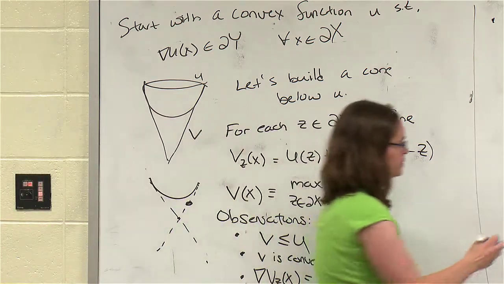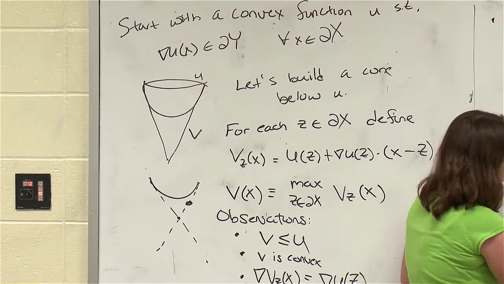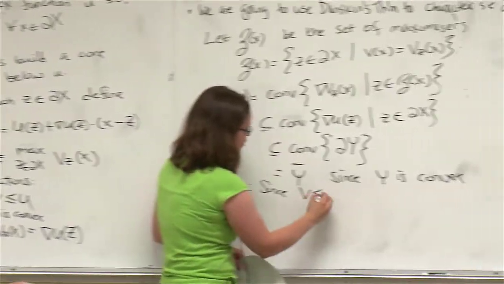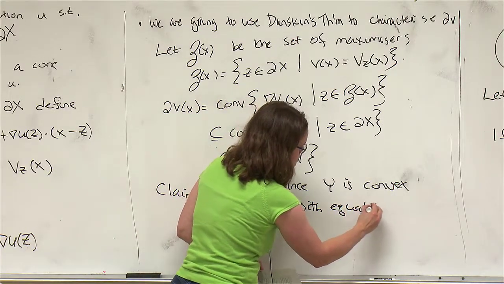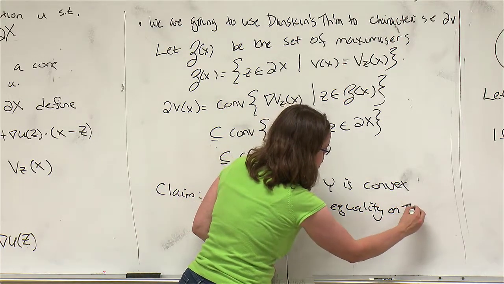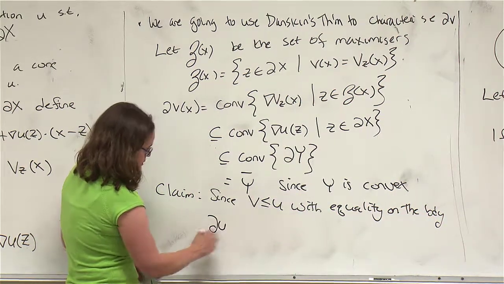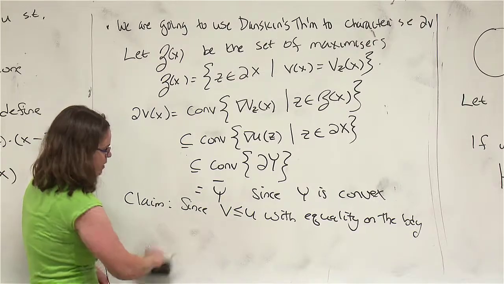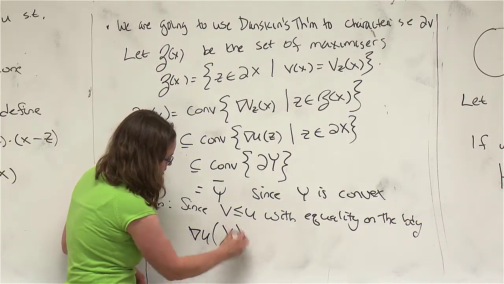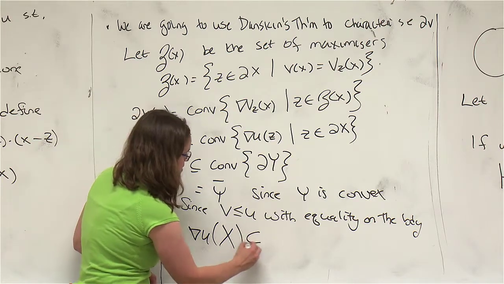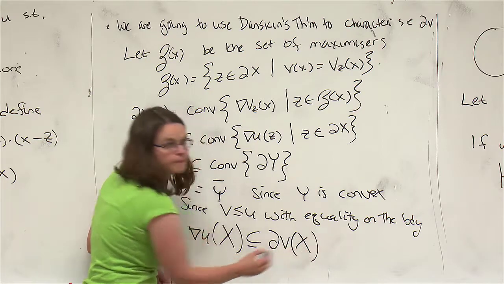So this is my claim. Since V is less than or equal to u with equality on the boundary, I claim that the subgradient, actually we'll just do gradient here, but subgradient also works. Subgradient values of u over the entire set are going to be contained in the subgradient values of V over the entire set.